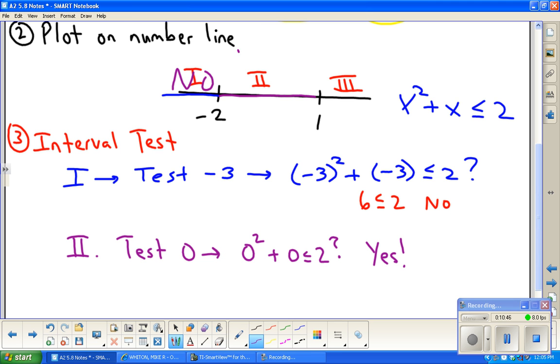Okay, so numbers in that interval will work. We showed one of them works. That means they will all work. Any number that's in between -2 and 1 will make our problem true. So those are solutions.